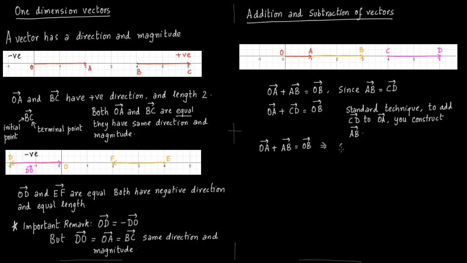Now since OA vector plus AB vector is equal to OB vector, we can say that OA vector is equal to OB vector minus AB vector. Now minus AB vector means that you can make this minus sign into a plus sign by reversing the arrow of the vector. So you can write this as OB vector plus BA vector.